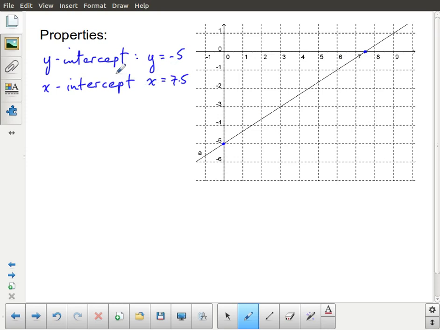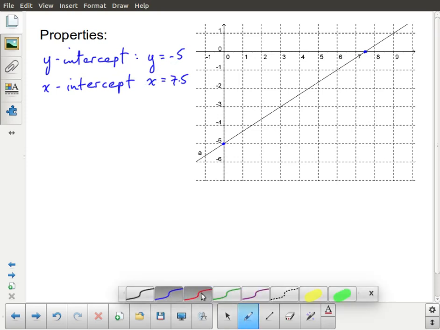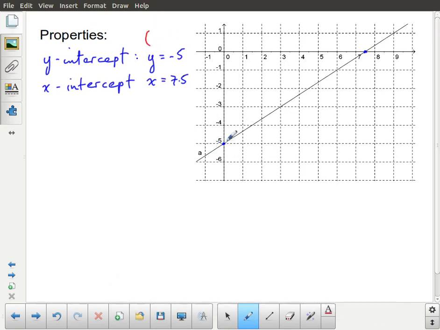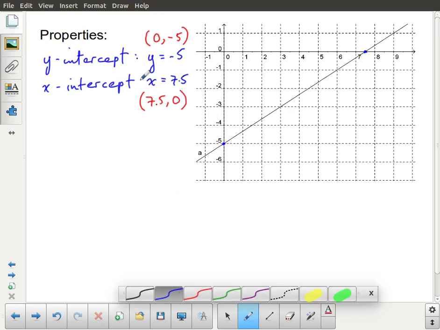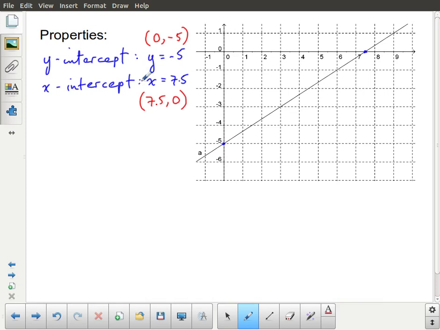Now there's another way we could have represented these intercepts, which is in coordinate form. For example, I could have said that the y-intercept is a point with an x value of 0 and a y value of -5. And I could have said that the x-intercept has an x value of 7.5 and a y value of 0. Both of those are completely valid ways of expressing this. It just depends on what is the most useful way for you to communicate this information.